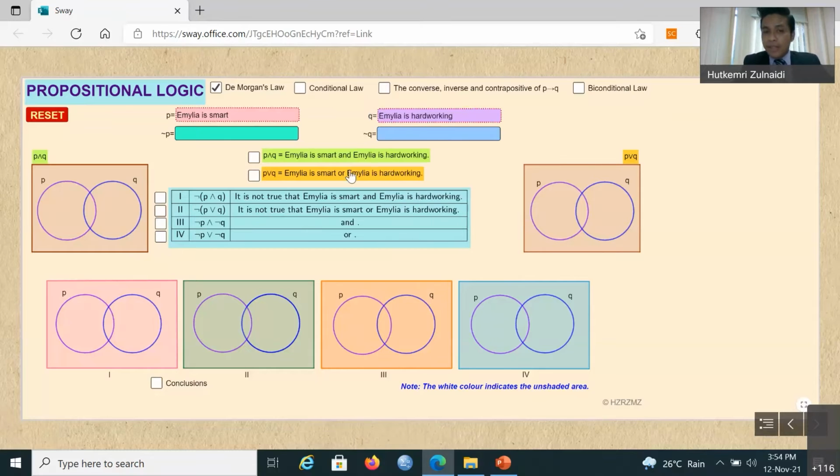Now look at the changes. P and Q equals "Emilia is smart and Emilia is hardworking." Now we proceed with the negative step. Not P: "Emilia is not smart." Continue with the negative one. Then not Q: "Emilia is not hardworking." Then this is the sentence from the situation we put into the GeoGebra applet.